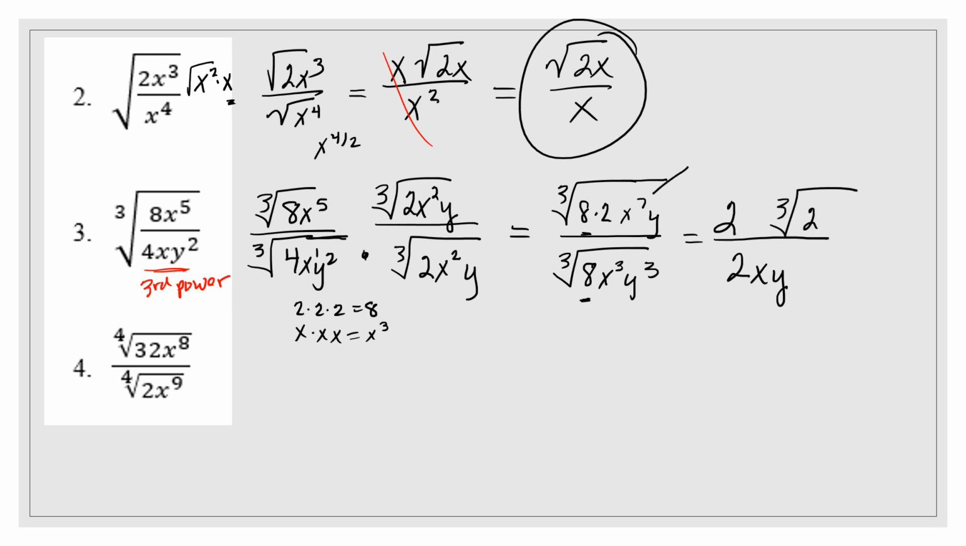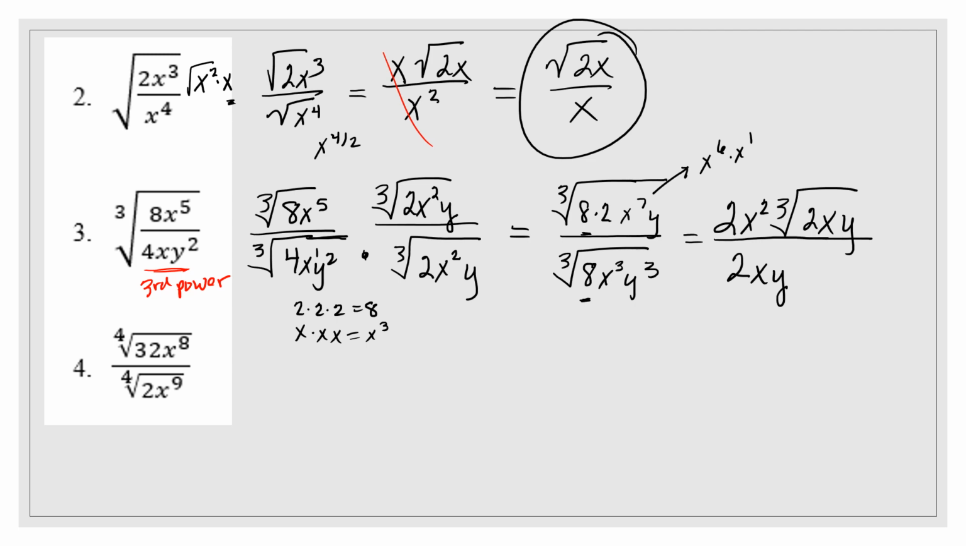X to the seventh, that could be x to the sixth multiplied by x to the first, and I can take out groups of 3 from x to the sixth. I can take out 2 of those, so that would be an x squared, leaving me with 1 underneath, and then I still just have that lonely little y. So I have 2x squared multiplied by the cubed root of 2xy all over 2xy.